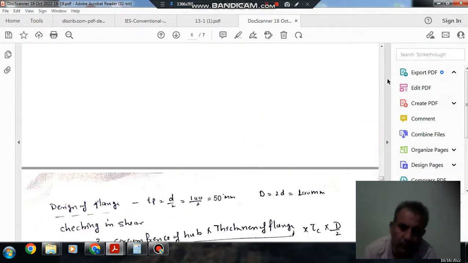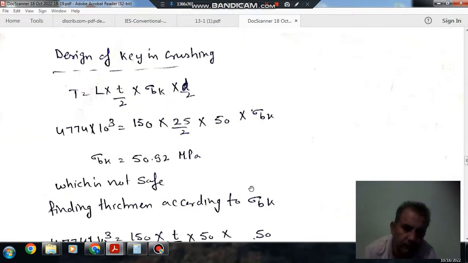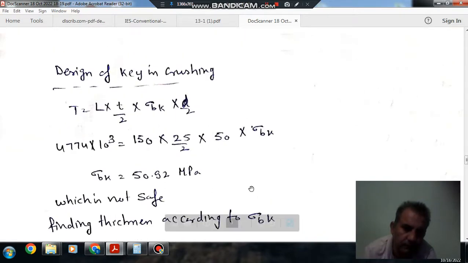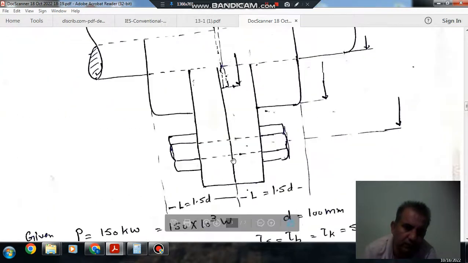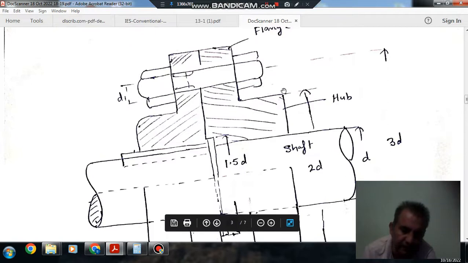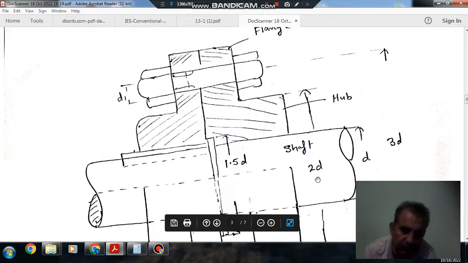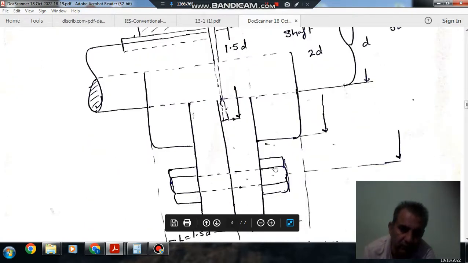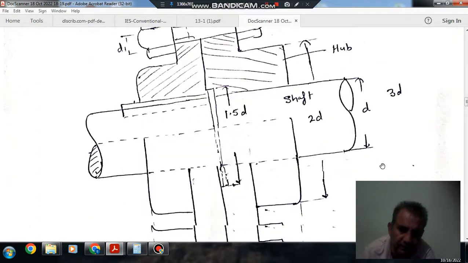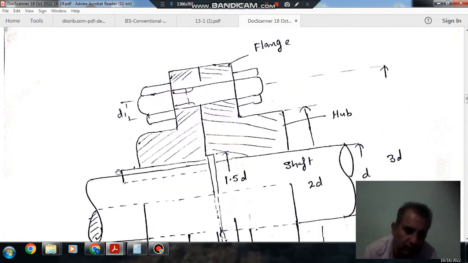So here this is your unprotected flange coupling. This is your shaft and diameter D. This is your hub, and its diameter is 2D according to standard. And these are the bolts, and here the pitch circle diameter is 3D. Small d is diameter of shaft. And this is your key.